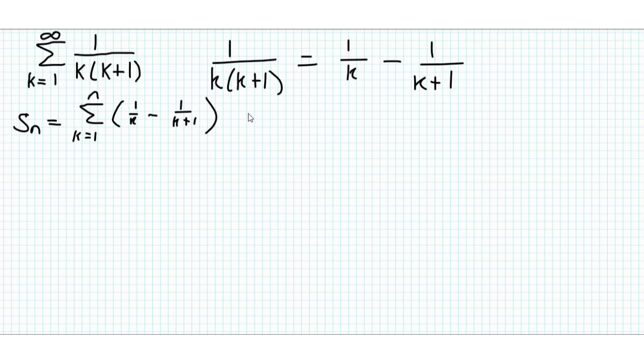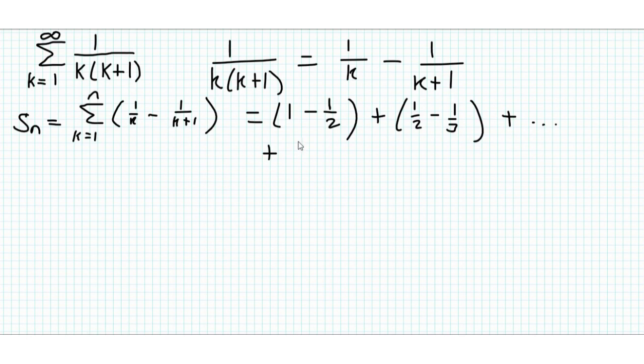And this is clearly equal to, so we get 1 over 1, so 1 minus 1 half. Okay, so that's the first term, and then we can take k equals 2, so we get plus 1 over 2 minus 1/3, then we take k equals 3, and so on, you get the point, until we get to our final one here, 1 over n minus 1 over n plus 1.